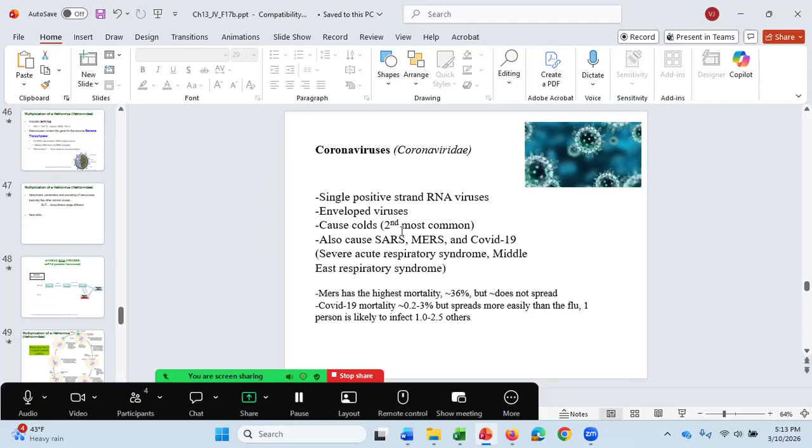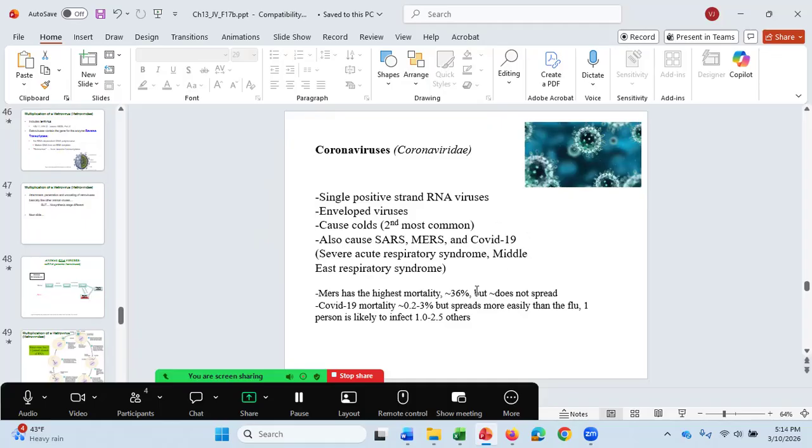Coronaviruses, besides causing human colds and COVID-19, also cause SARS and MERS. And these all three are severe acute respiratory syndrome. That's actually what SARS stands for, severe acute respiratory syndrome. MERS stands for Middle East Respiratory Syndrome. And then COVID-19 actually stands for coronavirus identified in 2019. That's why it's called COVID-19.